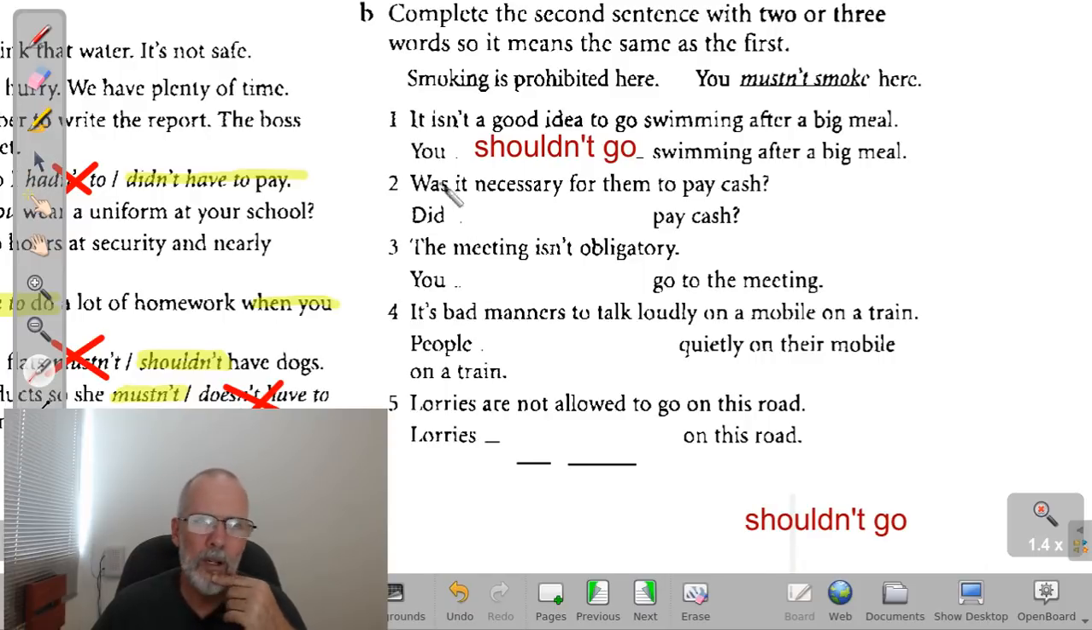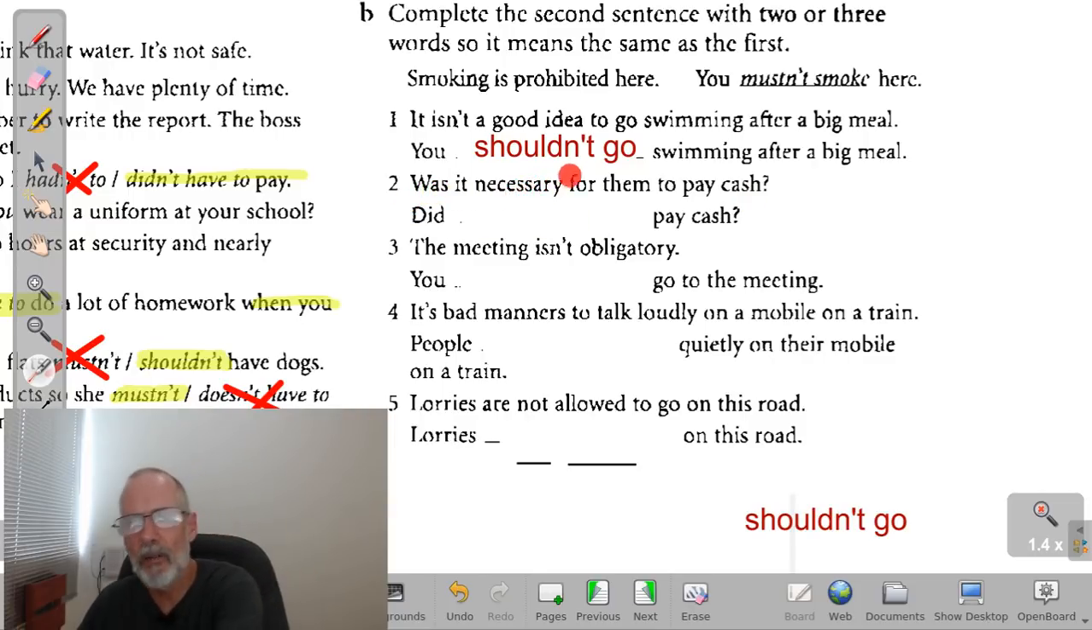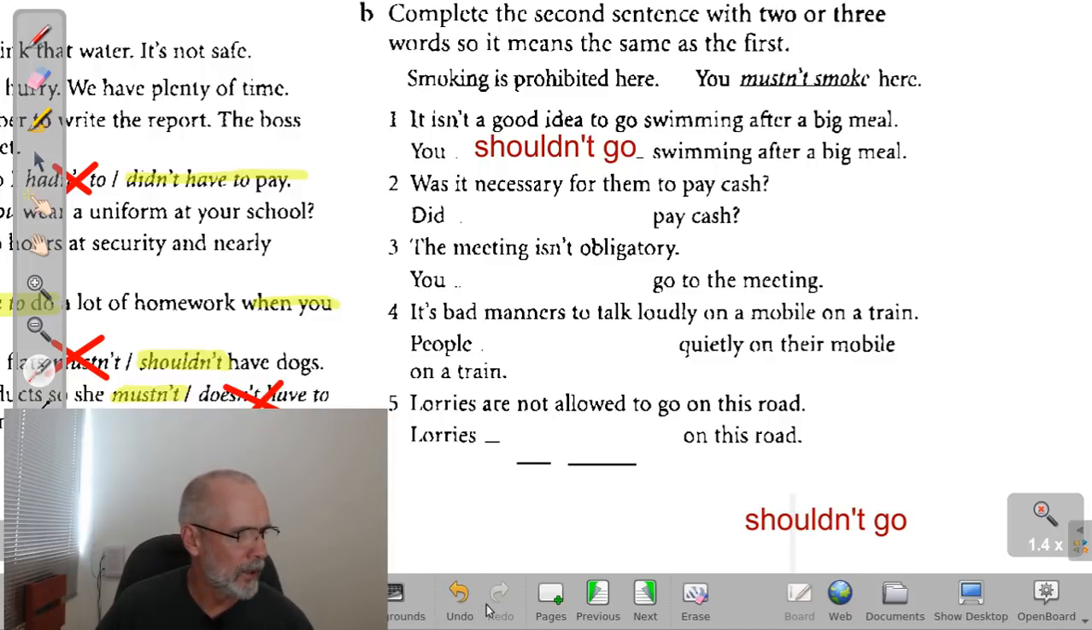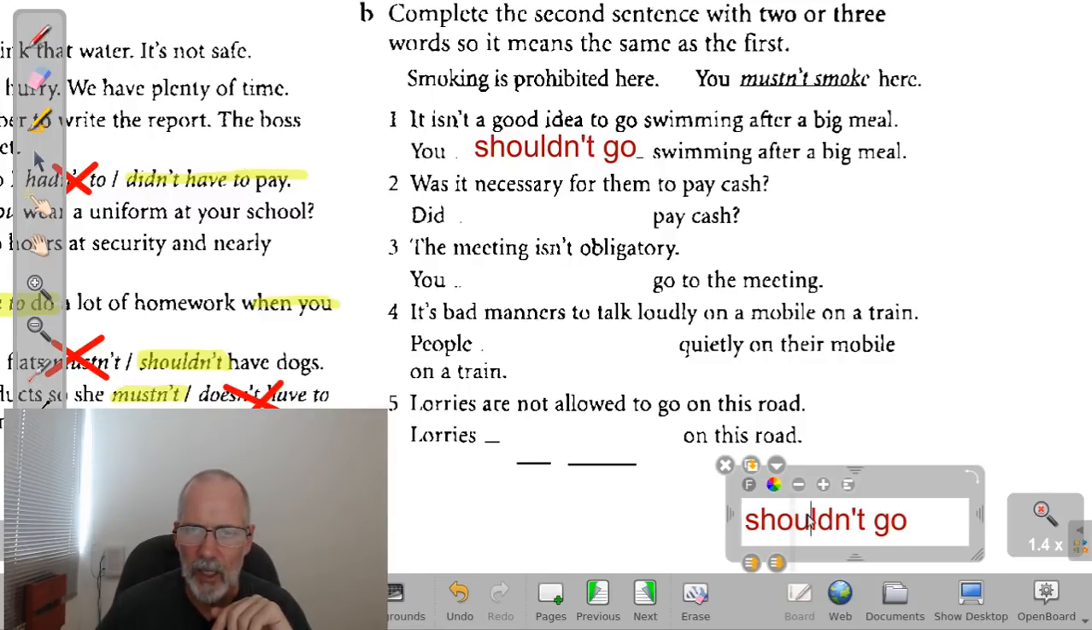Okay, number 2. Was it necessary for them to pay cash? Yeah, and Rene already has more or less a correct answer, but he has one mistake in his answer, because here the subject is them. Third person plural. So the correct answer is, who can say? What's the correct answer? Can anybody give me the correct answer?